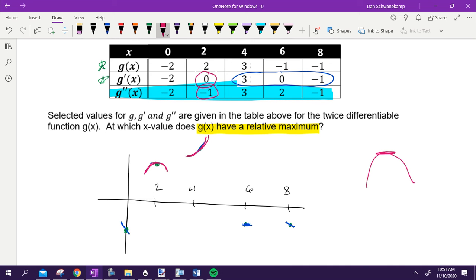The only other one I know for sure is 6. Okay? The slope is 0 and I'm concave up. Well, concave up with a slope of 0, that makes 6 a minimum. The rest of them are just random points. Okay? But there's a maximum here at 2.